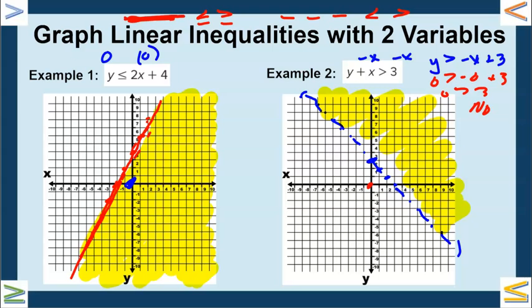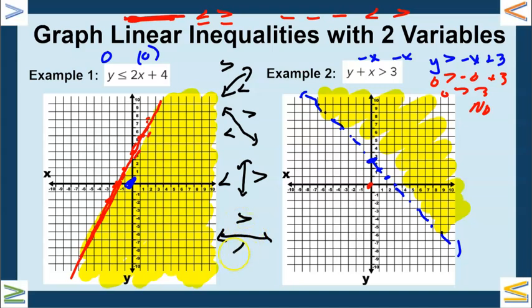Now to help you with this, if the line is going up like this, this side is greater than, this side is less than. If the line is going down like this, this side is greater than, this side is less than. If it's vertical, this side is less than, this side is greater than. And if it's horizontal, we would have greater than above, less than below. So that is how you can graph linear inequalities with two variables on a coordinate plane.